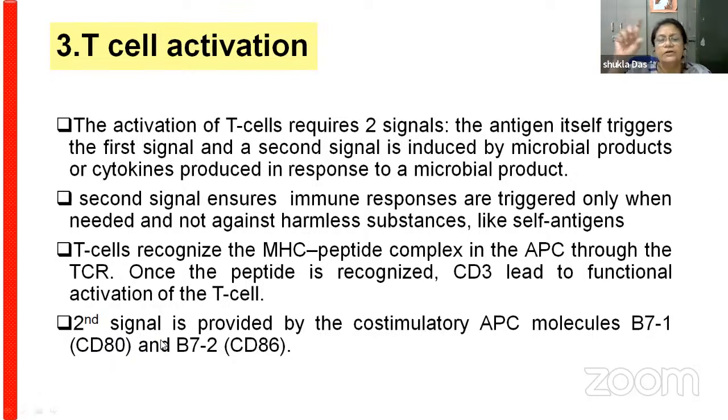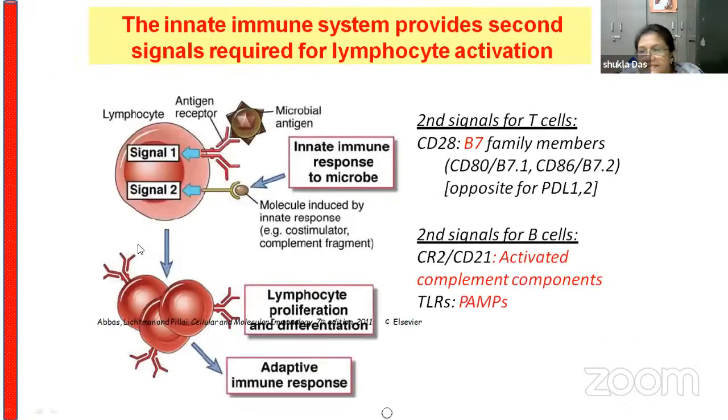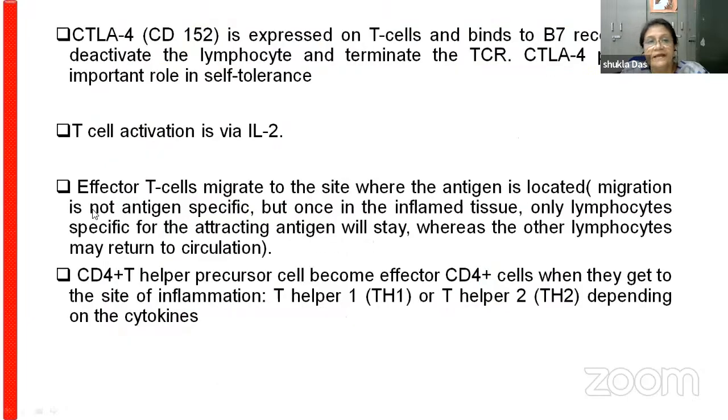And this second signal is CD80, CD86. These are all those receptors which are pointing out from the dendritic cells. So this is the B7 family members. This, as postgraduates, you must know: signal 1 and signal 2 is very important for the T cell to fully mature, and it will start proliferating.